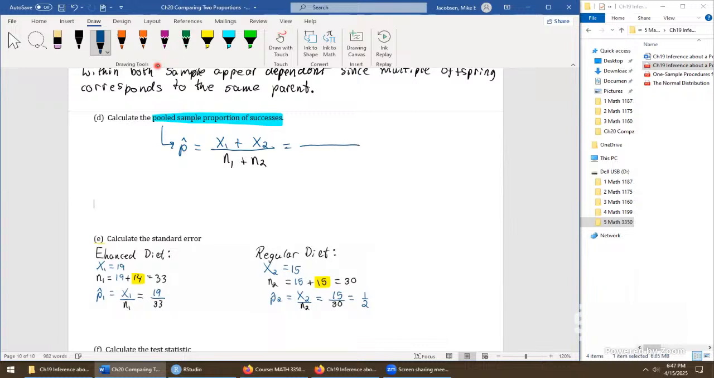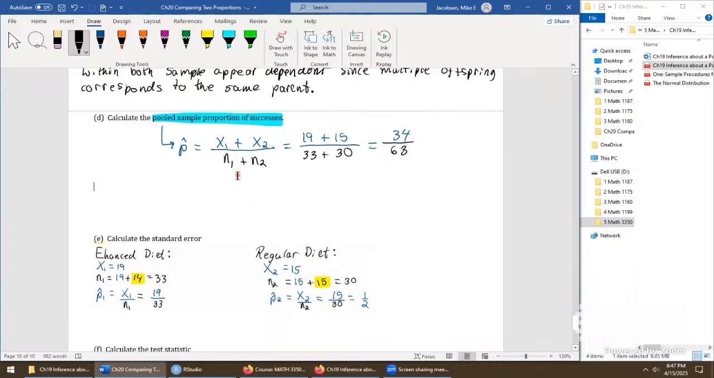So in our problem, x1 is 19, x2 is 15. Sample sizes go 33 and 30. So I'm using just the first parts here. Probably not a good idea to look into the p hat values, because you don't want to take the simplified value. That will mess up the data in a spectacular way. So this looks like 19 plus 15, 34 successes, over sample size 63. So that's our value of the statistic.